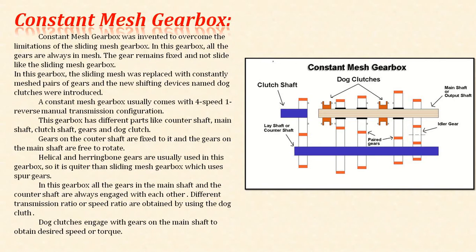In this gearbox, all gears on the main shaft and the counter shaft are always engaged with each other, and the different transmission ratios or speed ratios are obtained by using the dog clutch. Dog clutches are engaged with gears on the main shaft, and they obtain the desired speed or torque.